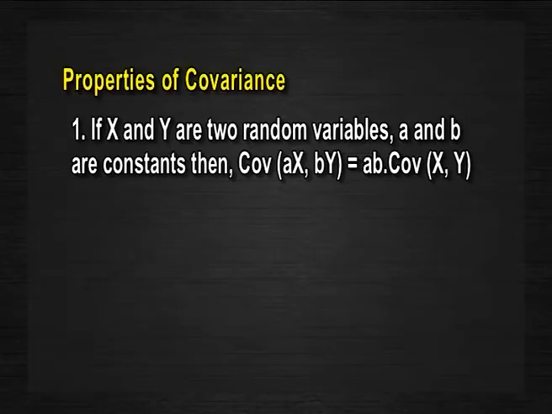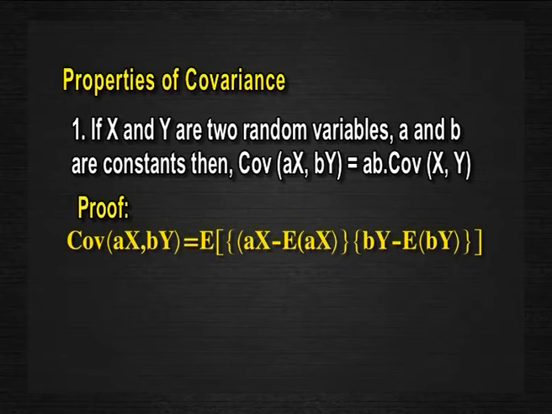Now, coming to the properties of covariance. Now, let us state and prove different properties of covariance. If x and y are two random variables, a and b are constants, then covariance of a into x and b into y is equal to a into b into covariance of x, y. We can prove this property as follows.